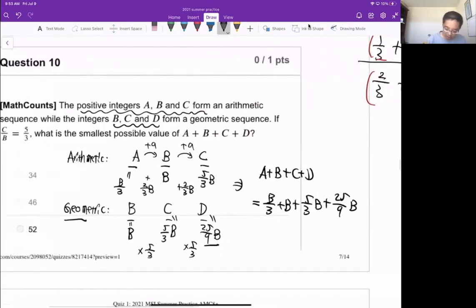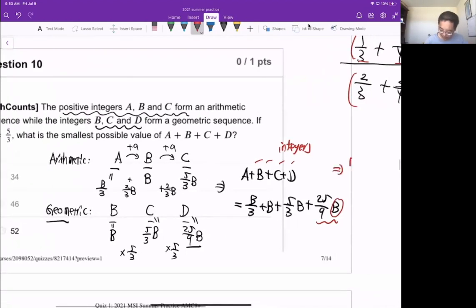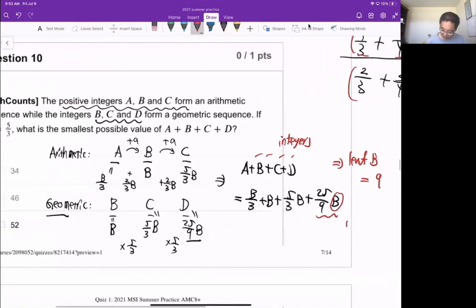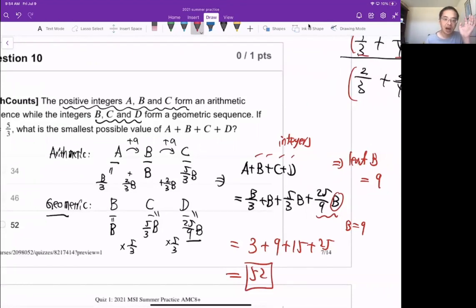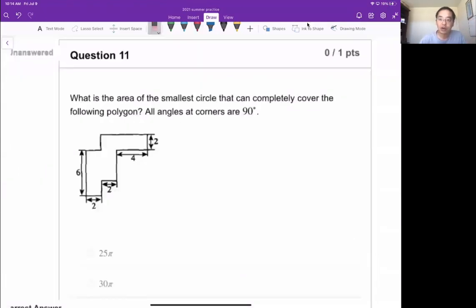Now, we need all those four to be integers. In order to be integers, b has to be divisible by 9, right? So the least b equals 9. So if we let b equals 9, here we get 3 plus 9 plus 15 plus 25, and we add together, we get 52. So 52 is the least possible value of a plus b plus c plus d, given all those assumptions.